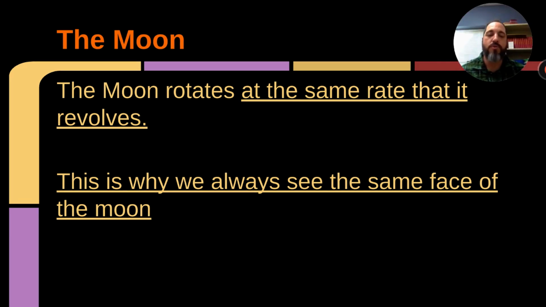So just like the Earth, the moon is both rotating and revolving around the Earth. It rotates at the same rate that it revolves. This is why we always see the same face of the moon for every single full moon. As it's moving around the Earth, it's also rotating at that same exact rate. We've measured this by looking at the different craters on the face of the moon, and we can see that they are the same no matter which full moon we're looking at, no matter what month it is. So the moon is always moving at that same exact rate.